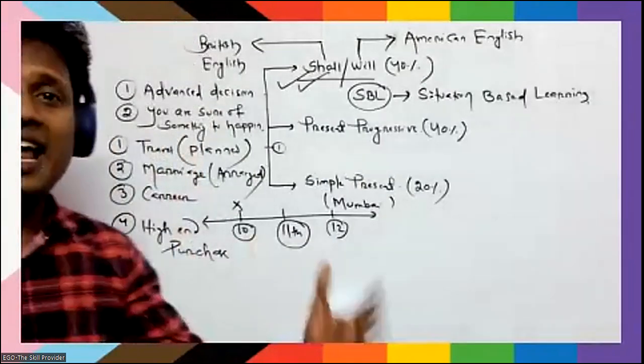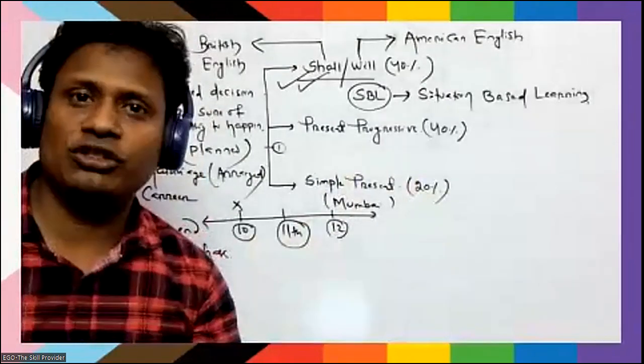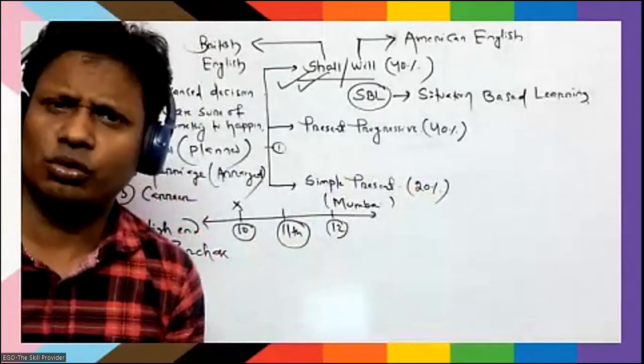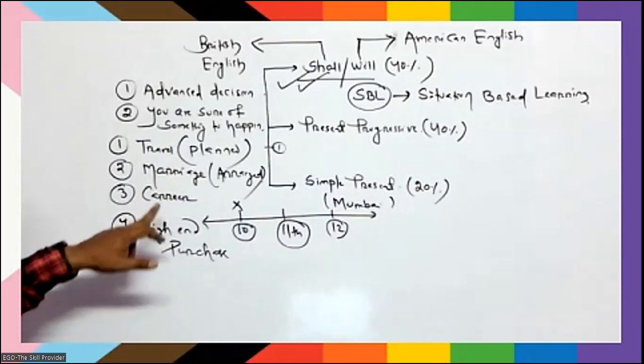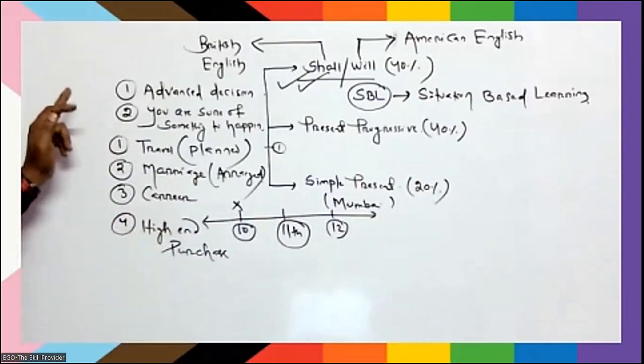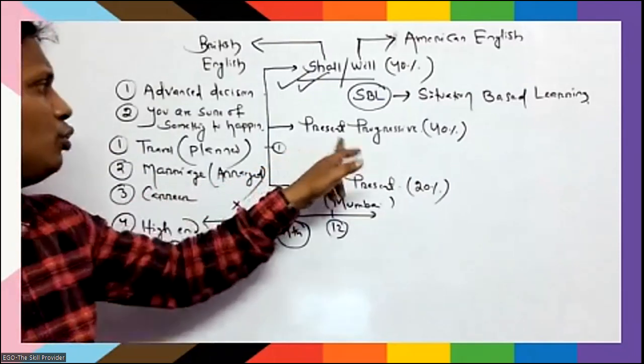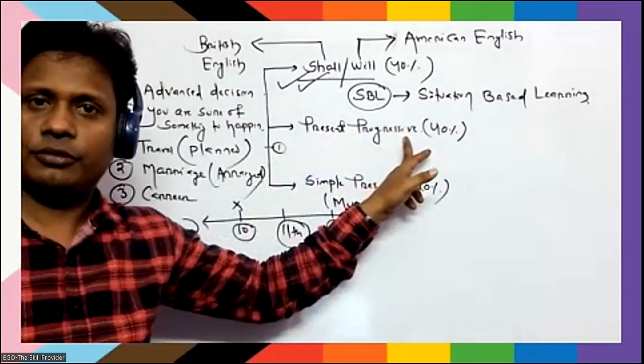So I am going to purchase a land in the outskirts of Bhubaneswar, Cuttack, like that, wherever you want to do. So like that, whether it's plans, things, I mean travel, marriage, career, and high-end purchase. For all these things, you are supposed to use present progressive, right?